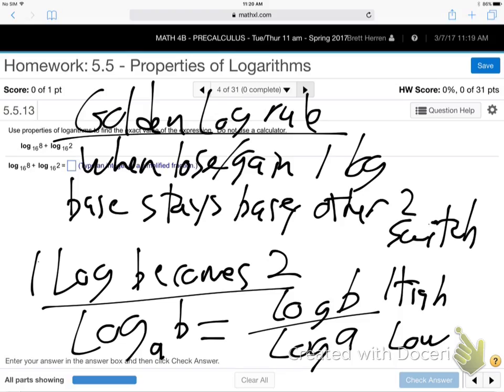So those first 3 properties, and then these 2: the golden log rule, when you gain or lose 1 log, and then the special rule that 1 log can become 2 if you want. The high goes high and the low goes low. Those are the 5 rules, and there are no more that we will use for logs. Questions on any of those rules? Those all good?